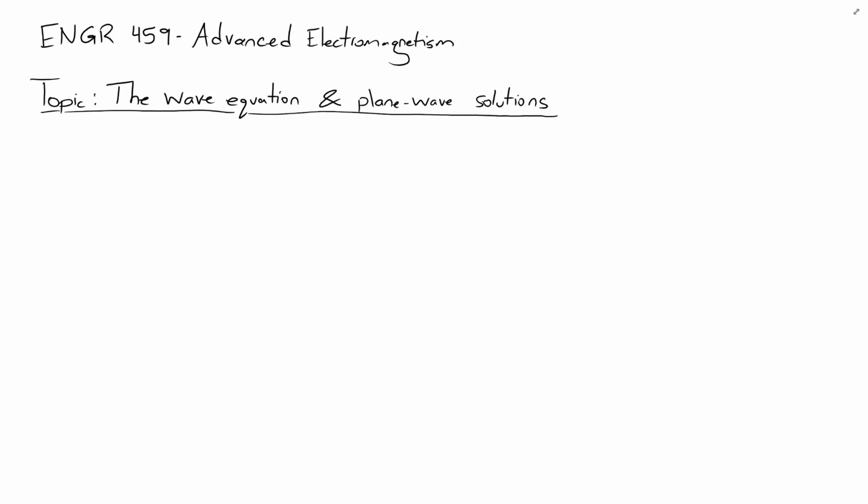Hello, my name is Aaron. I am a fourth year electrical engineering student at the University of British Columbia's Okanagan campus. This video lesson is the fourth and final assignment in the ENGR 459 Advanced Electromagnetism course, instructed by Dr. Kenneth Chow. Today's topic covers the wave equation and plane wave solutions as described by Maxwell's equations.